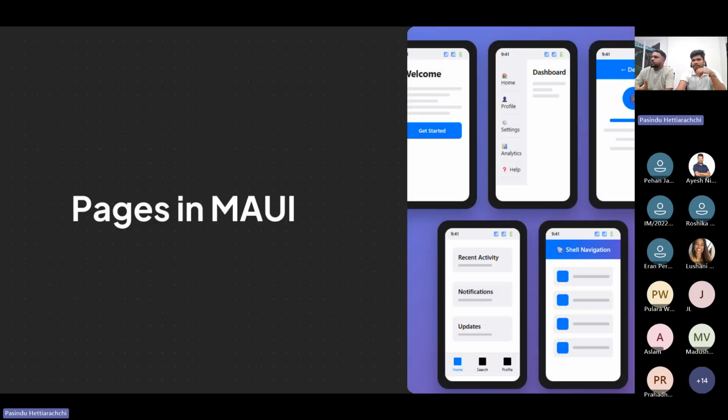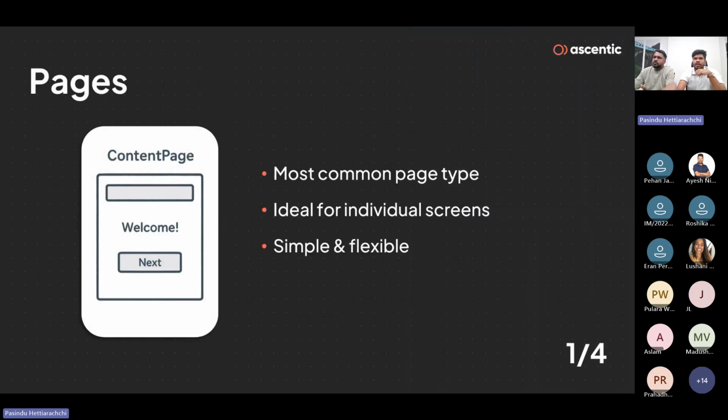First, let's look into pages in MAUI. The first page is the content page. This is the page that you will be using most commonly, and it is a single layout UI. Here, for example, you can see we have a welcome text and a button. This is a simple page in .NET MAUI. We use this page mainly for individual screens, such as a login page, home page, profile, about, contact, or settings. For that kind of page, this is the ideal one.